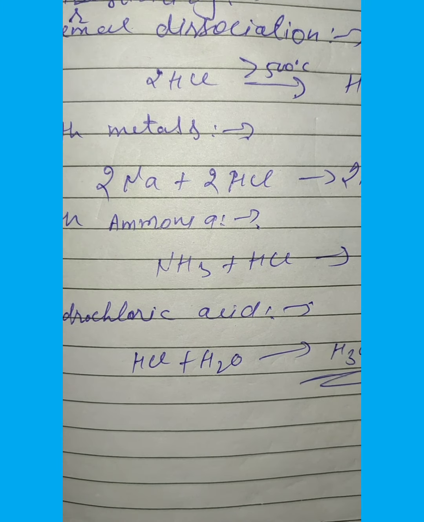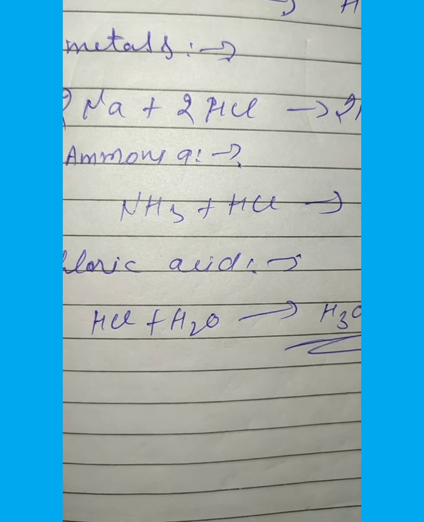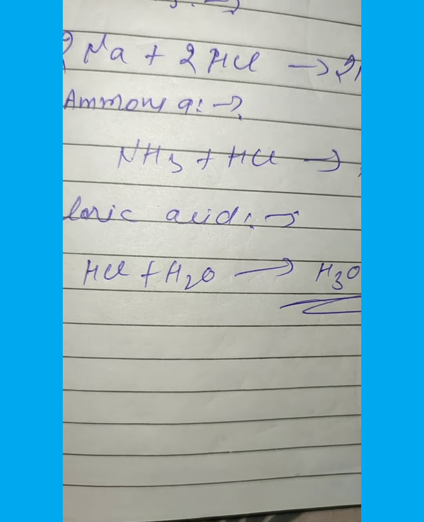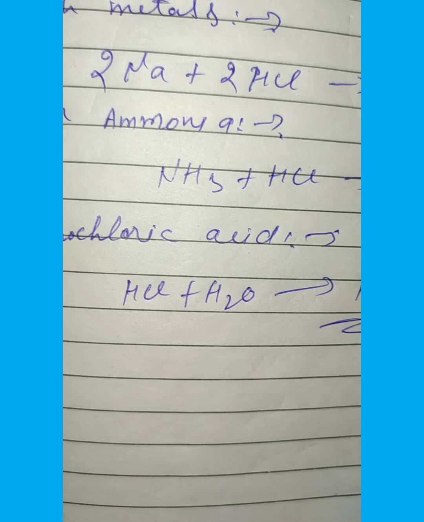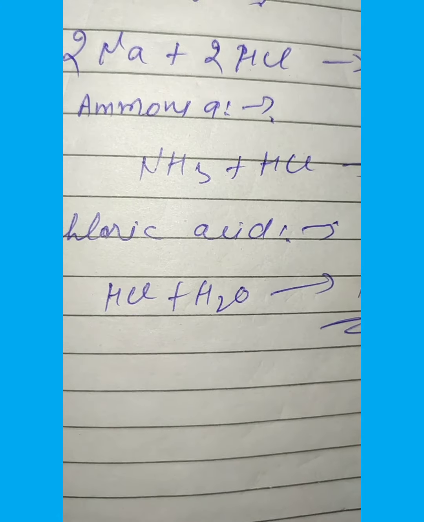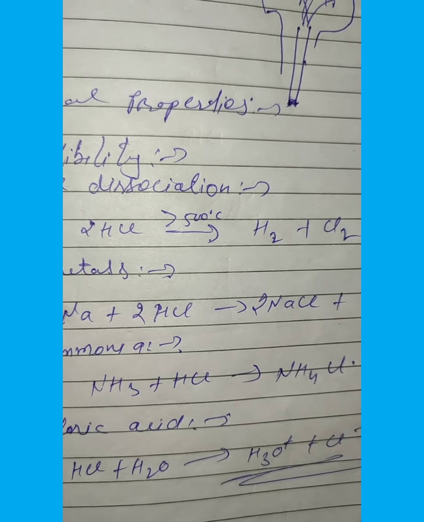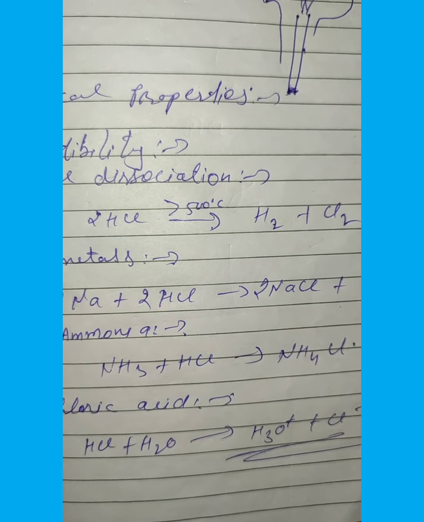Some properties of hydrochloric acid are: it is a colorless solution, it has a pungent choking smell, and its taste is sour. Concentrated acid is corrosive and causes blisters on the skin, it is readily soluble in water in all proportions, and volatile at 110 degrees Celsius.